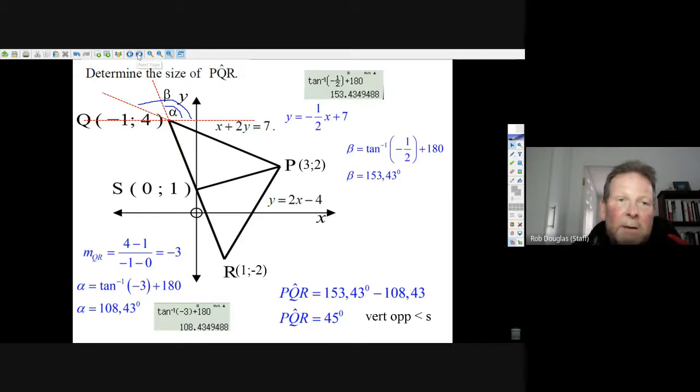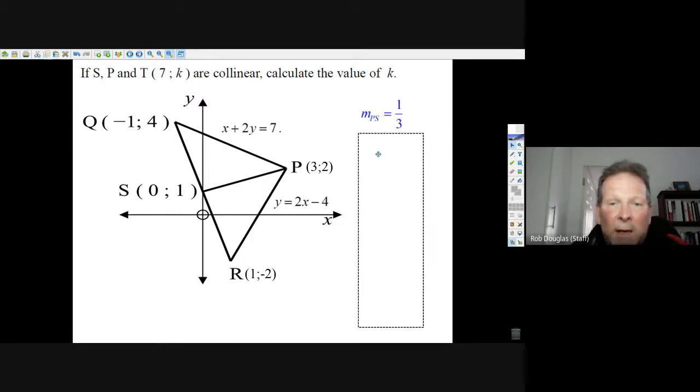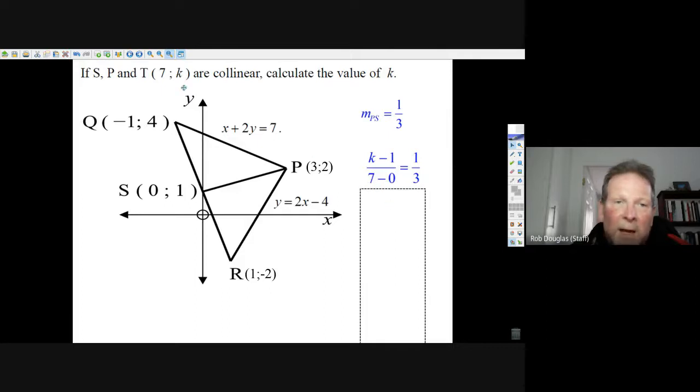And that's your answer. The next question says, S, P and T are collinear. So there's SP and there's a T somewhere up here, and they're in the same line. Well, if they're in the same line, it means they have to have the same gradient. So the gradient from T to S has to be a third. So you just do that. Make the gradient from T to S, K minus 1 over 7 minus 0. Make it 1/3, and then solve that equation.